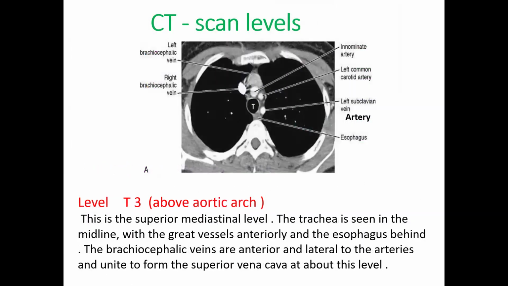Now CT level. This is an axial CT scan at the level of T3, which is considered above the aortic arch. We will see in the middle mediastinum 3 vessels, which are the branches of the aortic arch: the left subclavian, the left common carotid, and the brachiocephalic artery, not vein. This is the right brachiocephalic vein, this is the left brachiocephalic vein, this is the trachea posteriorly, and in the posterior mediastinum is the esophagus, and certainly anteriorly it is mostly fat.